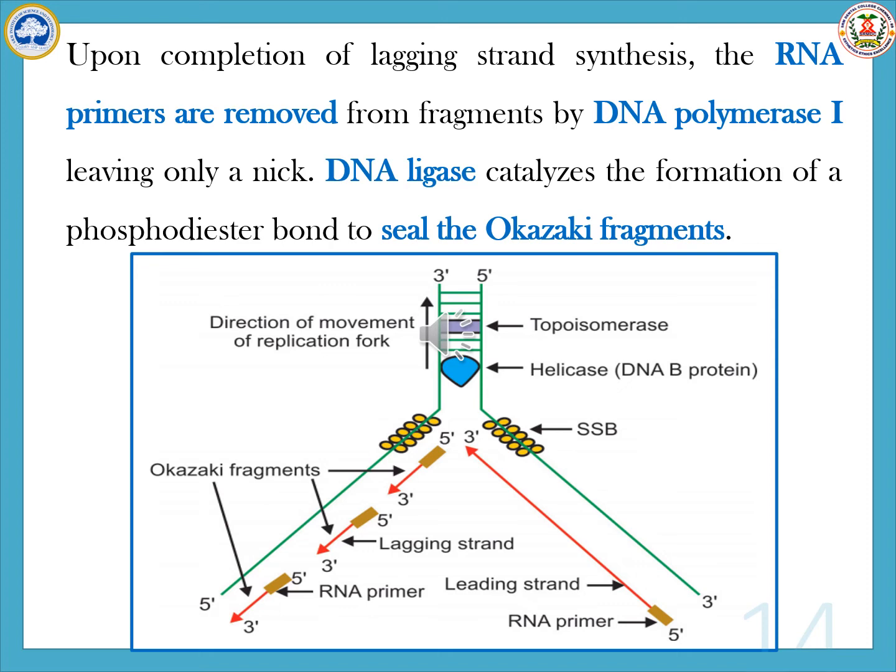Once the RNA primers get removed, there will be a formation of a nick. This nick is sealed by the enzyme called DNA ligase, which catalyzes the formation of a phosphodiester bond to seal the Okazaki fragments, resulting in the completion of the lagging strand. This complete lagging strand formation runs opposite to the replication fork.